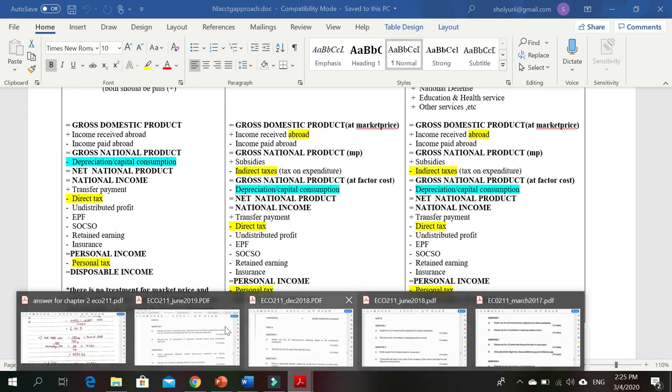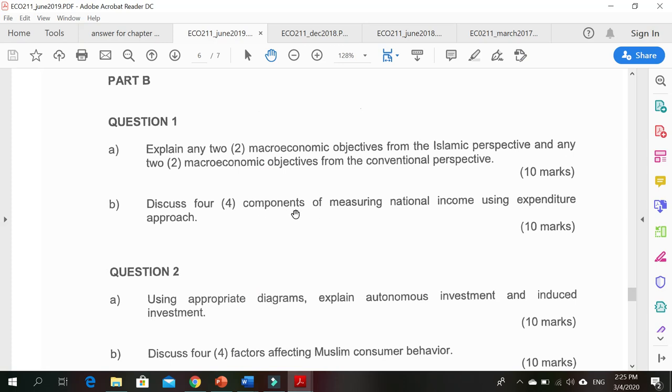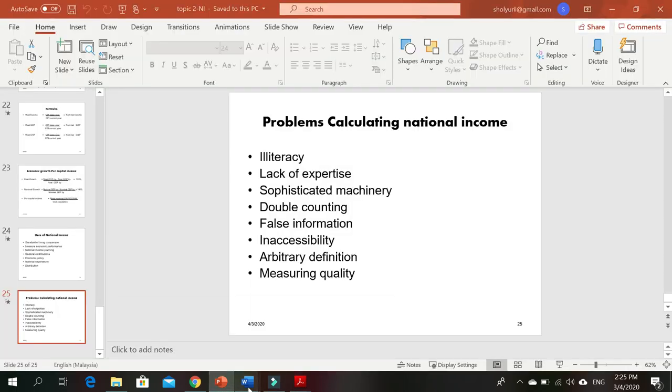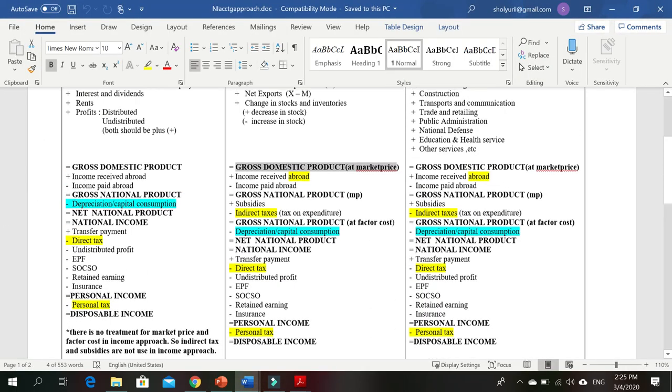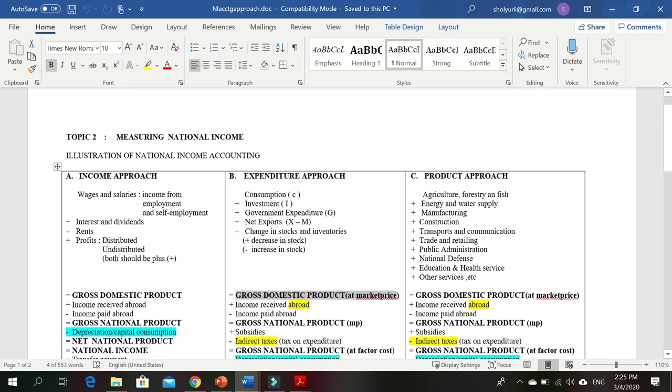To answer this question, the one from last semester: four components of measuring national income. When it asks for the four components of measuring national income, it is more about explaining just these. Just these four components: consumption, investment, government expenditure, and export. See your textbook. Everything is in your textbook.